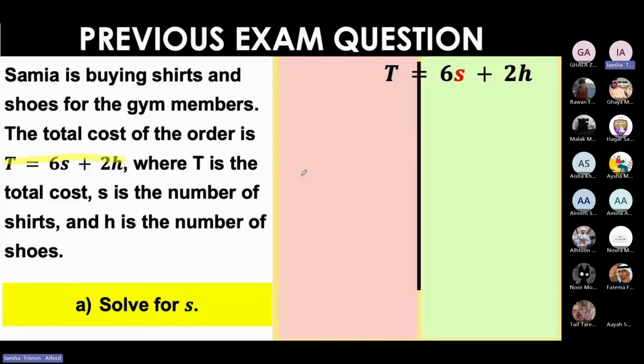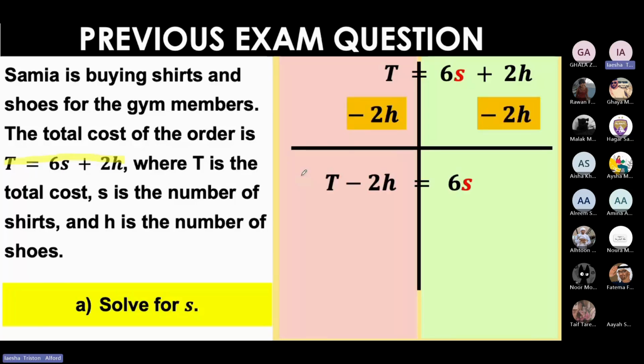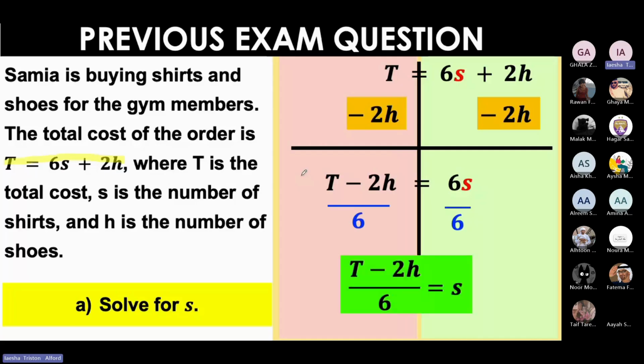So what is the step we should do to get S? Subtract 2h both sides. We get this. We want S. Divide 6 both sides. So we get this: T subtract 2h divide 6 is equal to S. That's the first part, Part A.